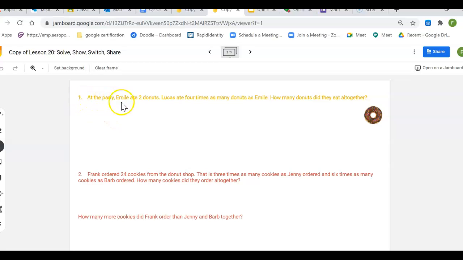Number 1, at the party, Emily ate 2 donuts. Lucas ate 4 times as many donuts as Emily. How many donuts did they eat altogether? Number 2, Frank ordered 24 cookies from the donut shop. That is 3 times as many cookies as Jenny ordered and 6 times as many cookies as Barb ordered. How many cookies did they order altogether? How many more cookies did Frank order than Jenny and Barb together?